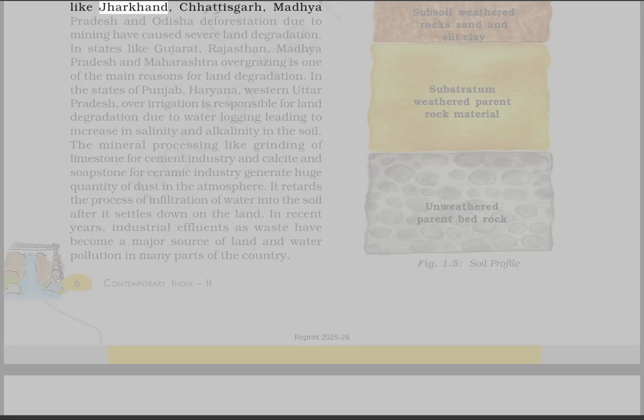In states like Jharkhand, Chhattisgarh, Madhya Pradesh, and Odisha, deforestation due to mining has caused severe land degradation. In states like Gujarat, Rajasthan, Madhya Pradesh, and Maharashtra, overgrazing is one of the main reasons for land degradation. In the states of Punjab, Haryana, and Western Uttar Pradesh, over-irrigation is responsible for land degradation due to water logging, leading to increase in salinity and alkalinity in the soil. The mineral processing, like grinding of limestone for cement industry and calcite and soapstone for ceramic industry, generates huge quantity of dust in the atmosphere. It retards the process of infiltration of water into the soil after it settles down on the land.